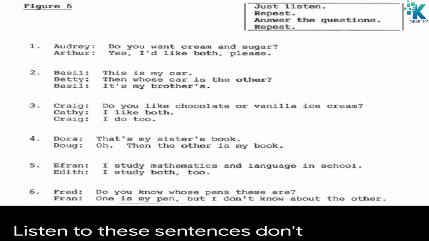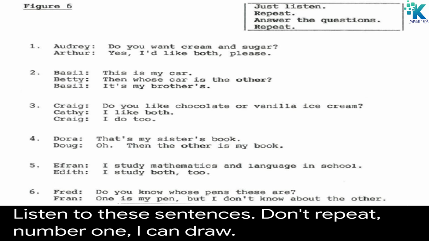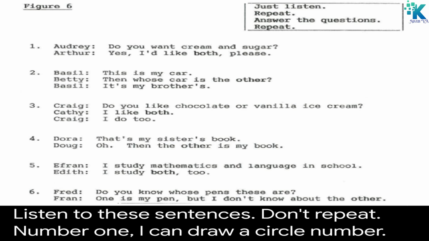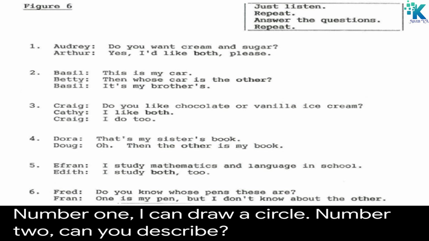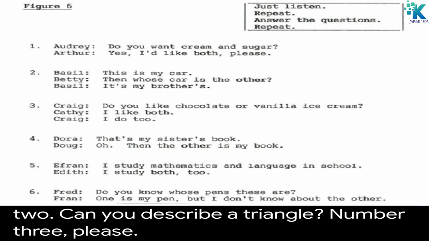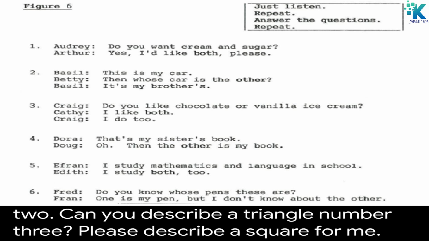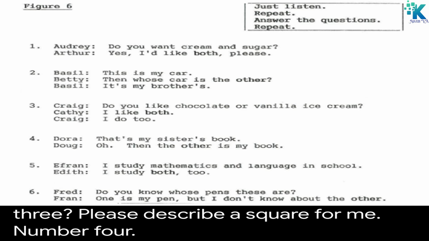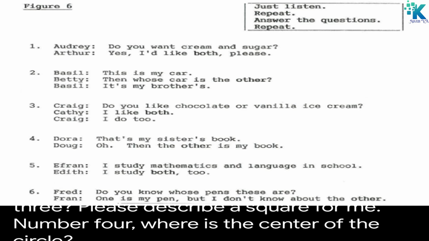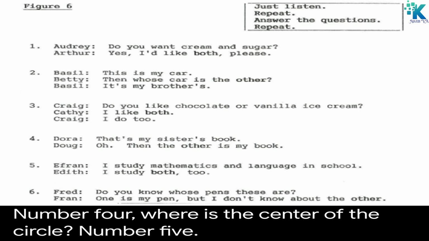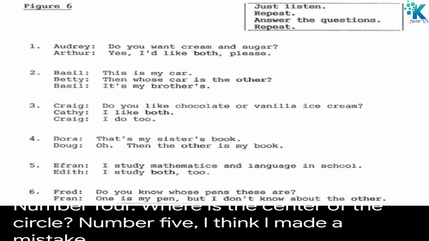Listen to these sentences. Don't repeat. Number 1. I can draw a circle. Number 2. Can you describe a triangle? Number 3. Please describe a square for me. Number 4. Where is the center of the circle? Number 5. I think I made a mistake.